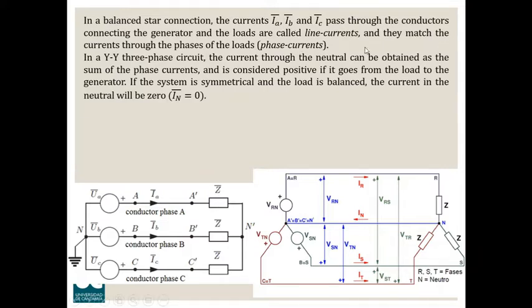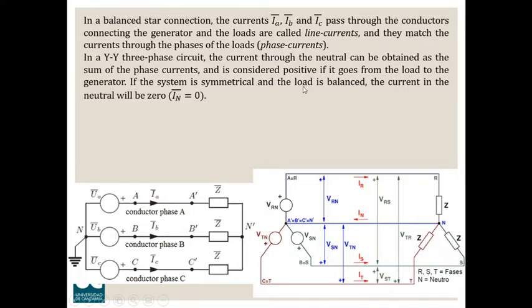As we have already said, the neutral current is going to be the sum of all the phase currents, and we are going to use the sign criterion of positive when it goes from the load to the generator. So when the system is symmetrical, that means that the three voltages in the generator have the same value. We are talking about the absolute value of the phasor, and they are shifted by an angle of 120 degrees. That means that our system is symmetrical.